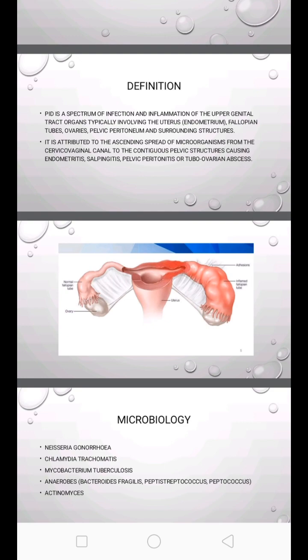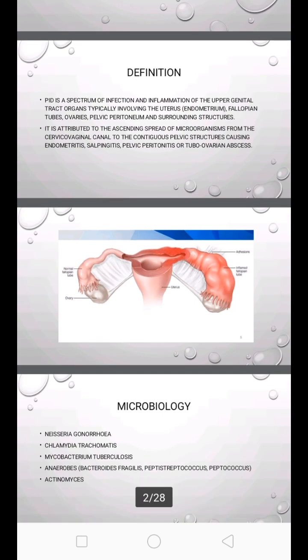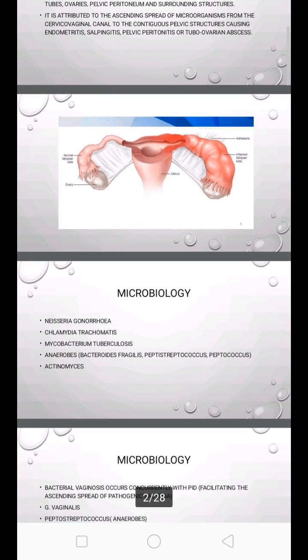Pelvic inflammatory disease is a spectrum of infections and inflammations of the upper genital tract, typically involving the uterus, endometrium, fallopian tubes, ovaries, pelvic peritoneum, and surrounding structures. It is attributed to ascending and descending spread of microorganisms from the cervico-vaginal canal to the contiguous pelvic structures, causing endometritis, salpingitis, pelvic peritonitis, and tubo-ovarian abscess.